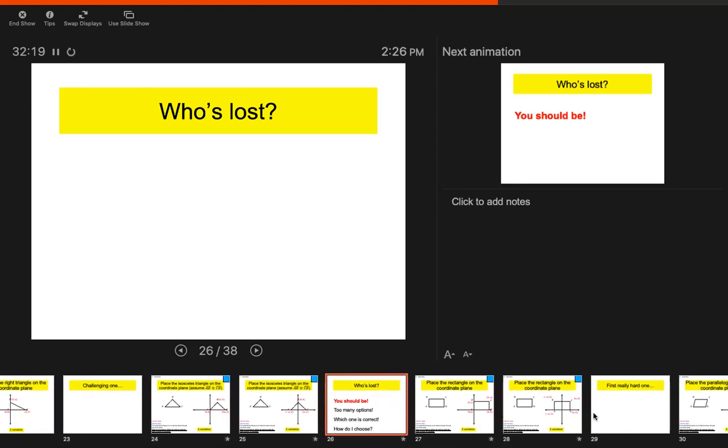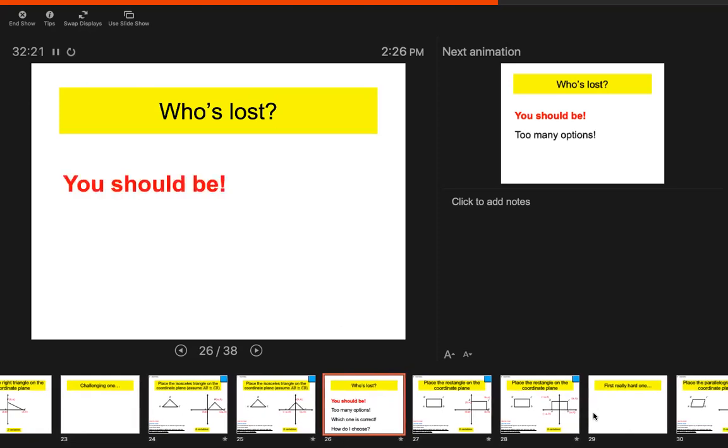Anybody lost? The nice thing about this is for tonight's homework, they're already going to have it placed there. The issue is tomorrow they're not going to tell you where to place it, and you're going to be wondering if you've got the right configuration.